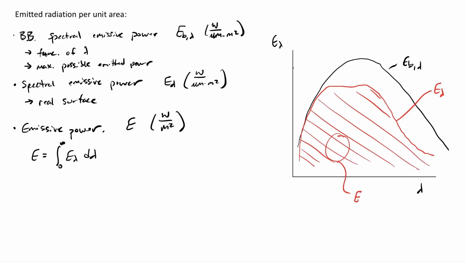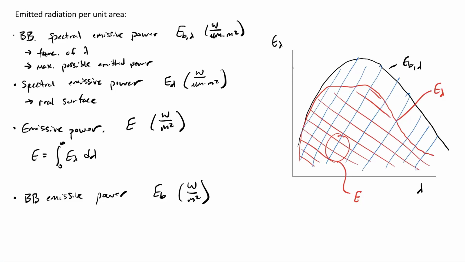All right, so the last thing then is blackbody emissive power. We denote that with E sub B. That also has units of watts per meter squared. This is going to be the integration of our E_B lambda over all wavelengths. So I'll pick a different color here. So this would look something like this. This full area here is going to be E_B.